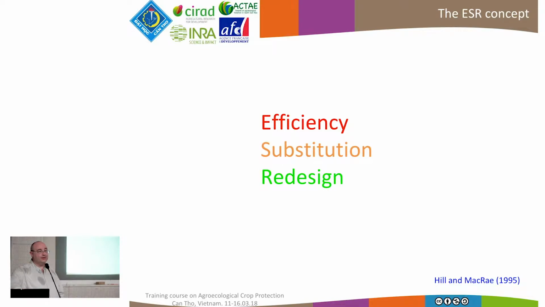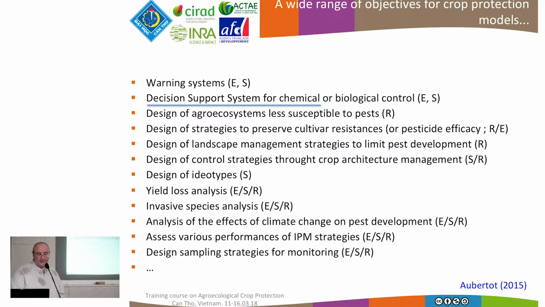So you can see that all these examples are just points of view to help manage the agroecosystems. In the field of plant breeding, you can design ideotypes in order to help you design sustainable strategy. You can perform yield loss analysis, so knowing what is the link between the symptoms or the injury and the loss that you will get in terms of quantity or quality.